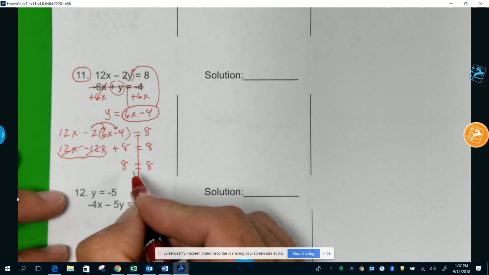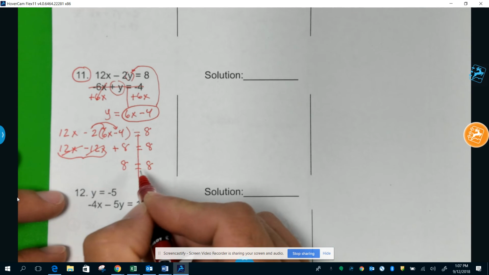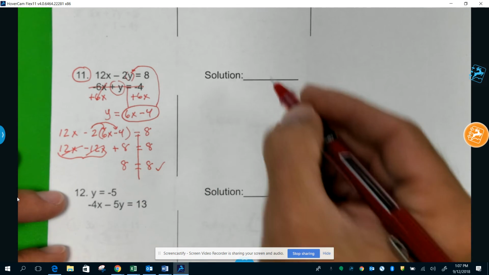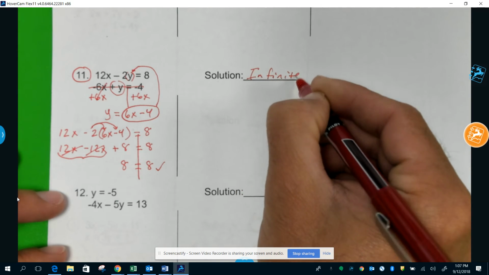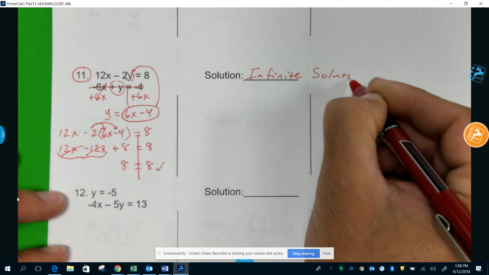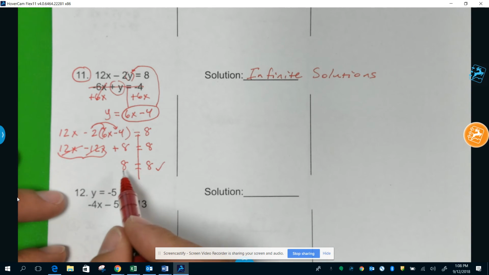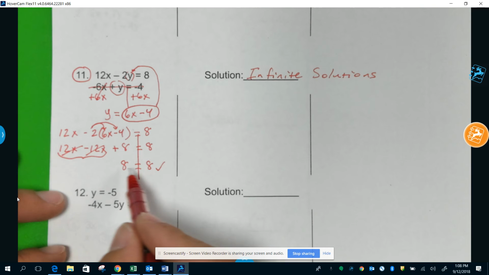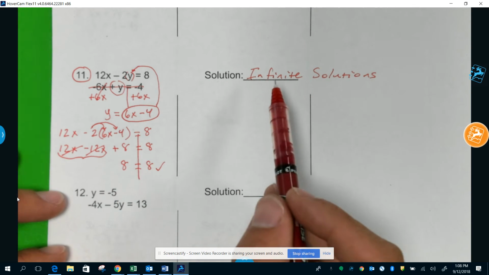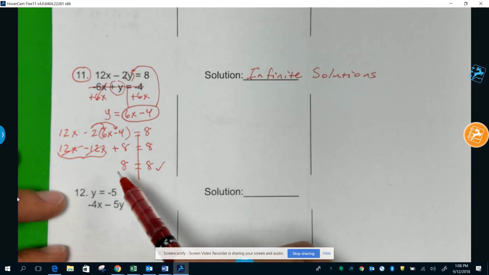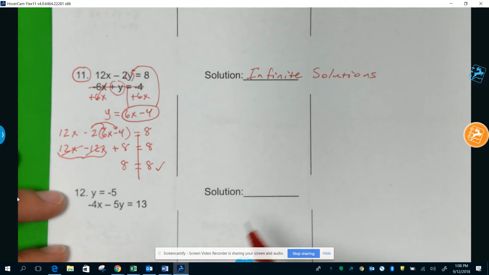When the variables eliminate, what do I have left? I have an 8 on the left-hand side and an 8 on the right-hand side. Are the numbers I have left true or false? Does 8 equal 8? Yes, that is a true statement. That means we have infinite solutions. If I would have had a false statement here, if this would have said 5 equals 8 or something that's not true, then we would have no solutions. But since it gives me a true statement, when those variables eliminate, we automatically have infinite solutions.